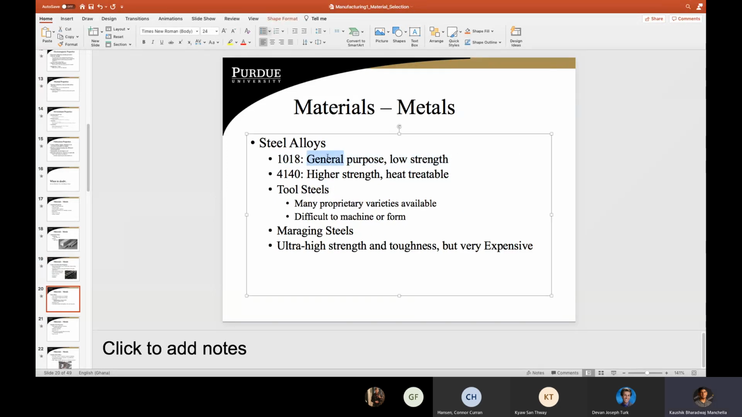So quickly going through the steel alloys, 1018 is the standard general purpose alloy. That's the most commonly found, the cheapest that you find. It's low strength. And then you have 4140, which is higher strength, heat treatable. And then you have a whole class of steel called tool steels, which have a wide range of properties, but they're more difficult to machine or form. And you have maraging steels, which are more the high end. They're very expensive, so I don't think there's any EPICS team which would consider those.